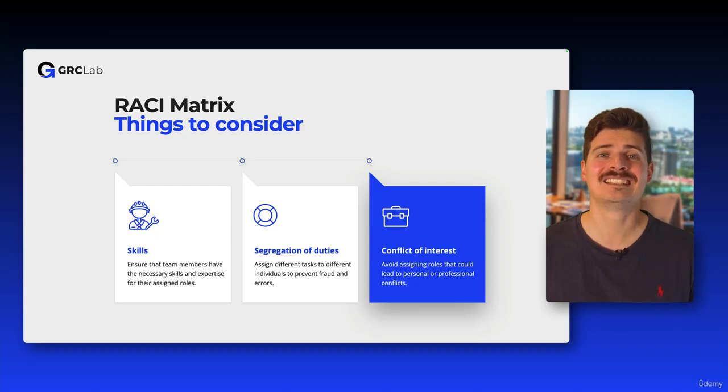Conflicts of interest can negatively impact the success of the organization, so it's important to avoid them. For example, avoid assigning an employee to approve their own expense reports. That's really not a good idea and puts them in a bad situation.